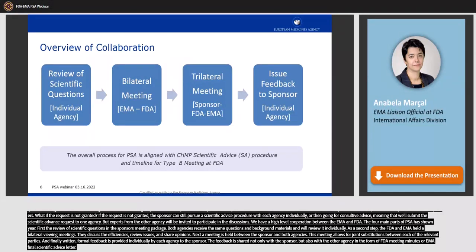Detailed information on the timelines for the PSA procedure will be provided by the next speaker. However, I just would like to highlight that the overall process for PSA, time-wise, is aligned with the CHMP scientific advice procedure and timeline for Type B meeting at FDA.